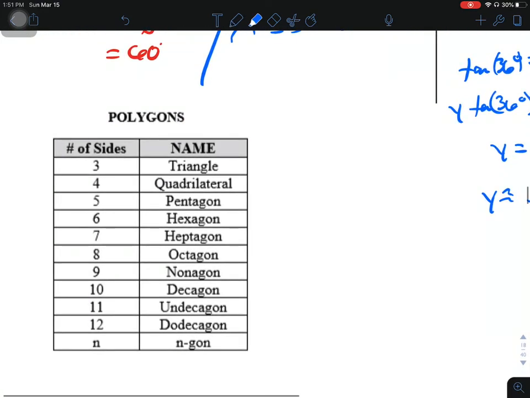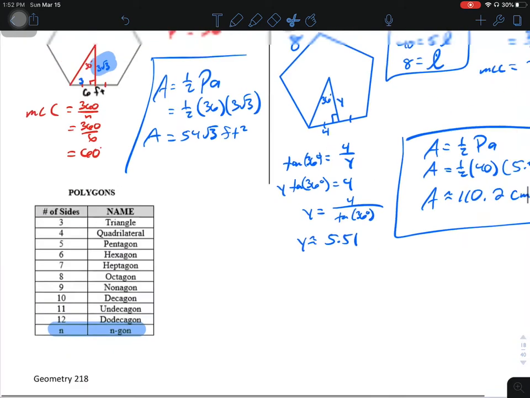Some reminders. 3-sided figure is a triangle. 4-sided is quadrilateral. Yada, yada. 11's an undecagon? That's news to me. Never heard that before. 12's a dodecagon. Anything bigger than 12, we just call an n-gon. Got 30 sides, a 30-gon. It's got 41 sides, 41-gon. That's how lazy we are.